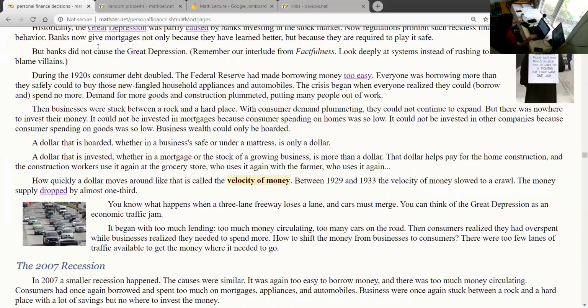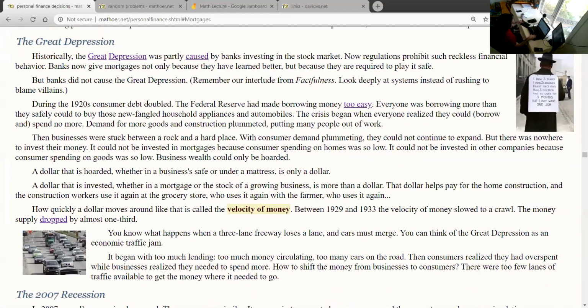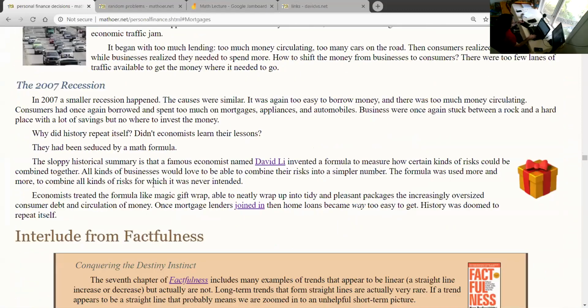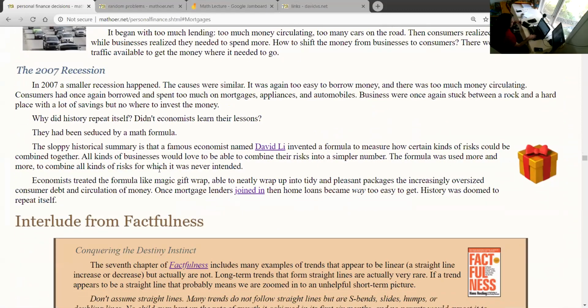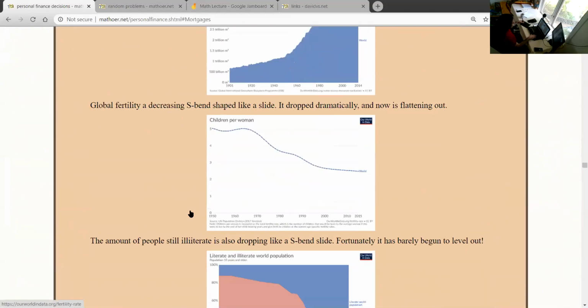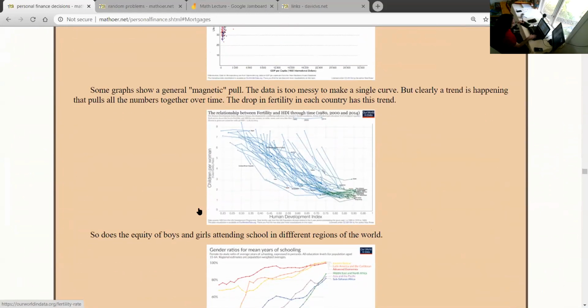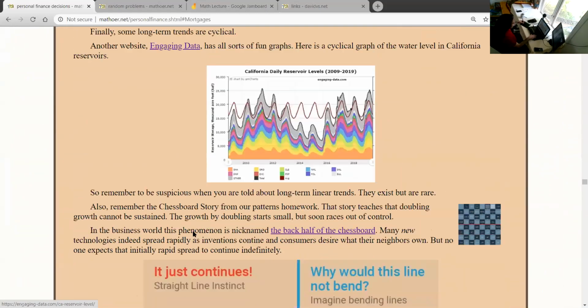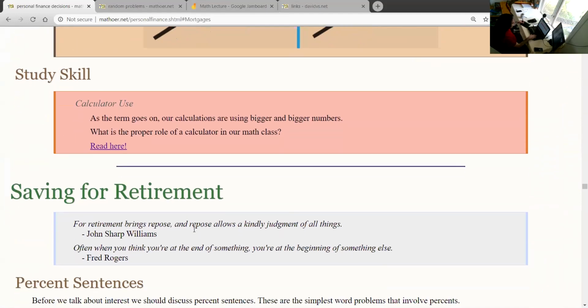This one, just sort of read on your own. If you care about the Great Depression or the 2007 crisis, then you now know enough math to understand what's happening with that. The Factfulness stuff I really wish I could talk about, but we can't.